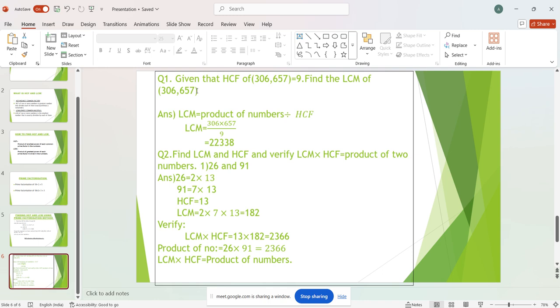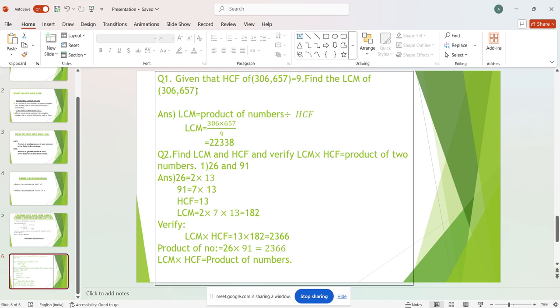Find LCM and HCF. Then there is one more part in the question: verify that LCM into HCF equals the product of the two numbers. Write verify on the side. First take the LHS part, LCM into HCF. The HCF is 13 and the LCM is 182, so multiply the two. 13 into 182, write it on the side, multiply, and write the answer on the left side: 2366.